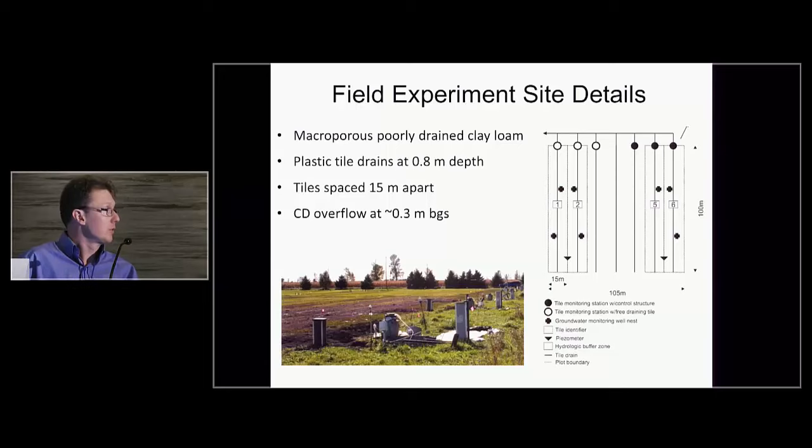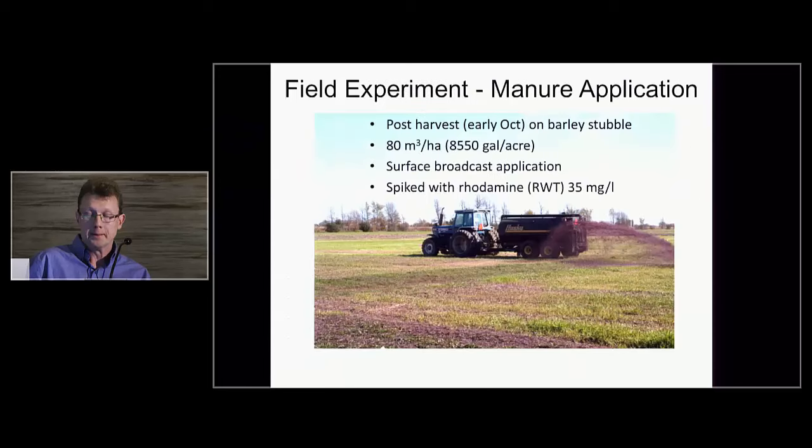So I mentioned this is a talk about a field experiment. Here's the field site, and it's a 100 meters by 100 meters field area with 6 tile drain lines, 3 of which are in a free drained condition and 3 of which are controlled. Tile drains are about 80 centimeters deep, spaced 15 meters apart, and we set the overflow level in the control structures at 30 centimeters below ground surface, and there you can see in the bottom the control structures across the field. This is also a very heavily instrumented site which supported some of the modeling I'm going to talk about.